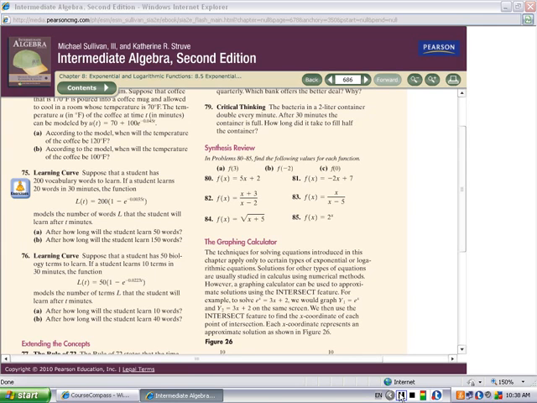I'm going to take the ln function on both sides. Okay, ln 1/4. So I'm going to get negative 0.0035 t equals ln 1/4. So t is ln 1/4 divided by negative 0.0035, and that is approximately 396 minutes.